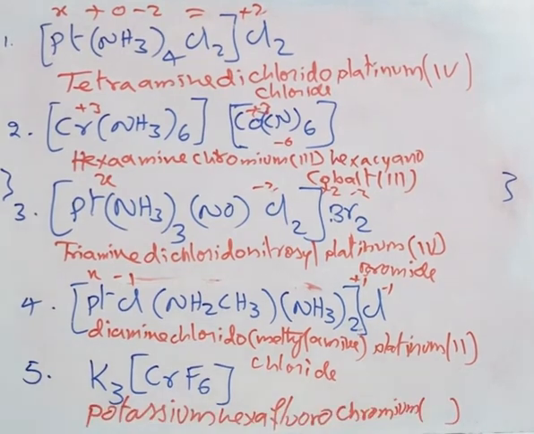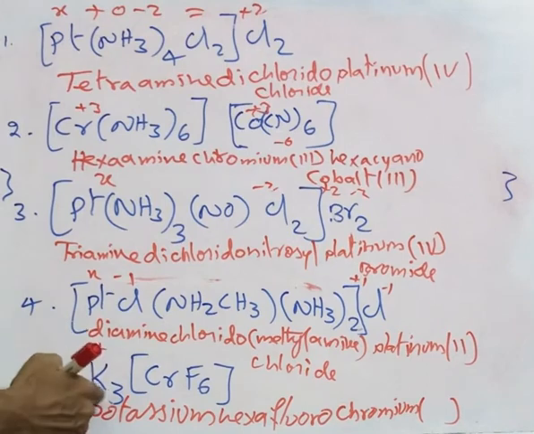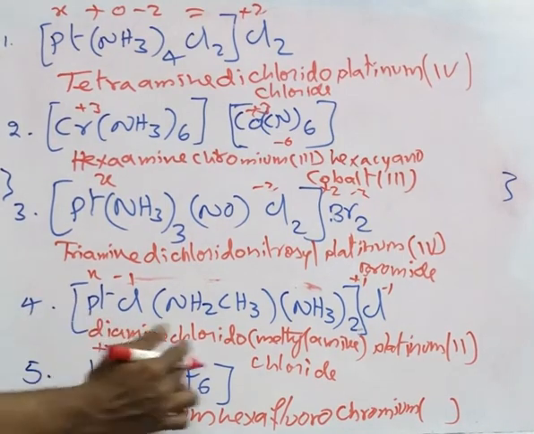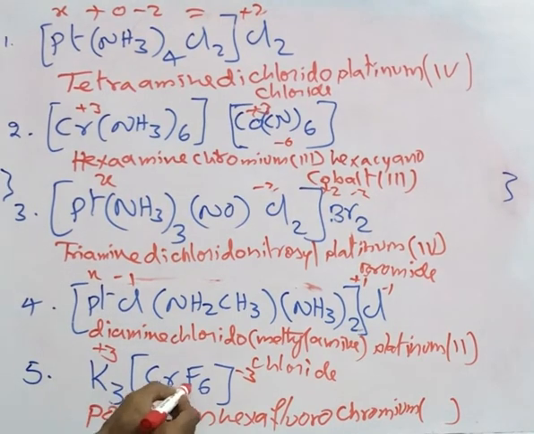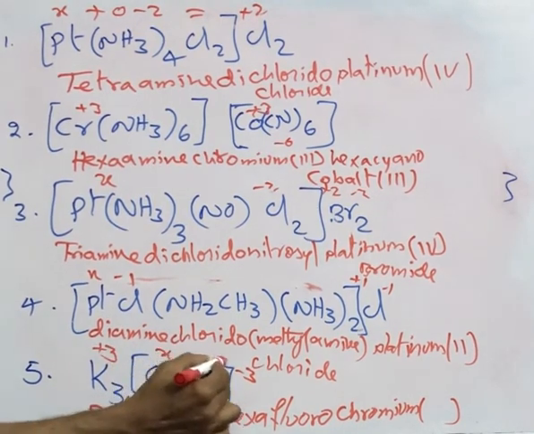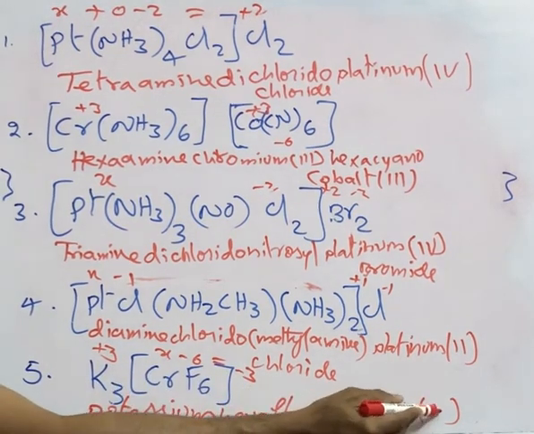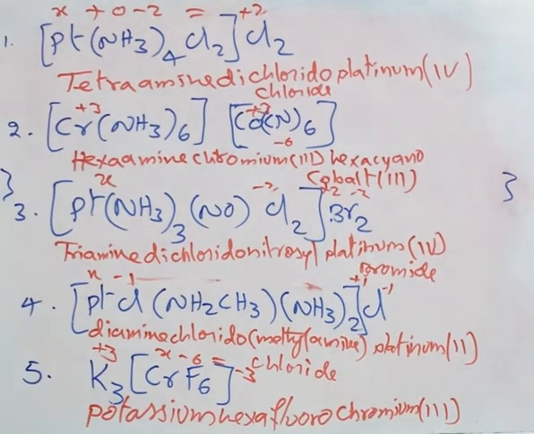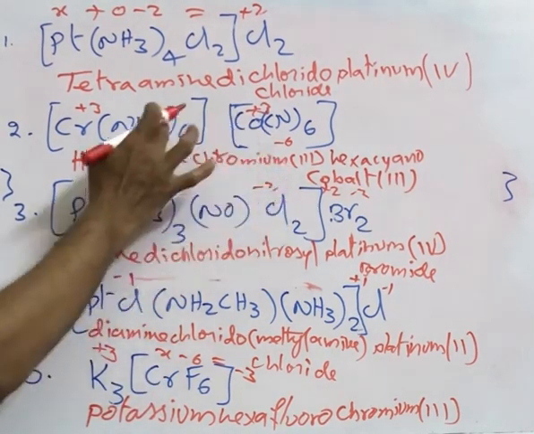What is the oxidation state now once again? K is +1, total 3 ions, so +3. So the total coordination entity will be -3. In this it is -6, so x - 6 equal to -3. So -6 goes over, then chromium becomes 3. So chromium 3, that's all. So potassium hexafluorochromium 3. When we write chromium, generally in other cases we have written chromium 3.